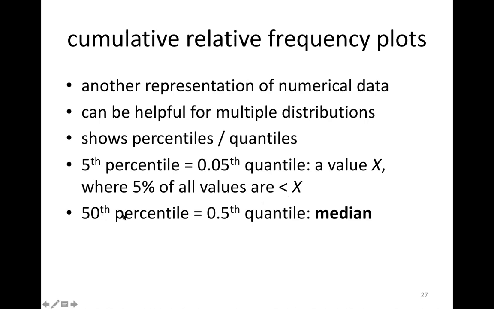So the 50th percentile, or the 0.5 quantile, same thing, is the value where half of the sample has values lower than that. So that's also called the median, in Turkish ortanca. Okay, so the value in the middle of the sample. If we sort the values, the value in the middle is the median, also the 50th percentile or 0.5 quantile. They all refer to the same thing.